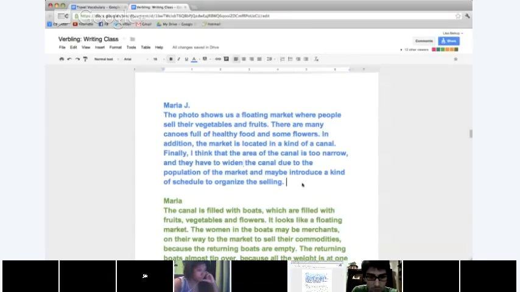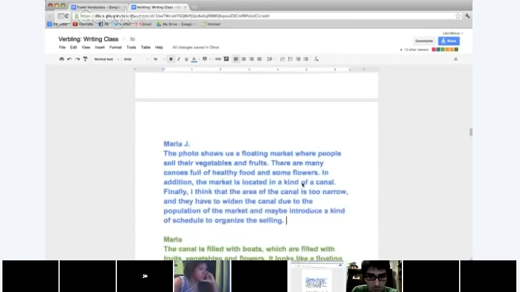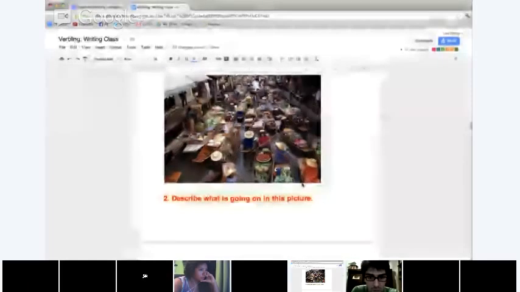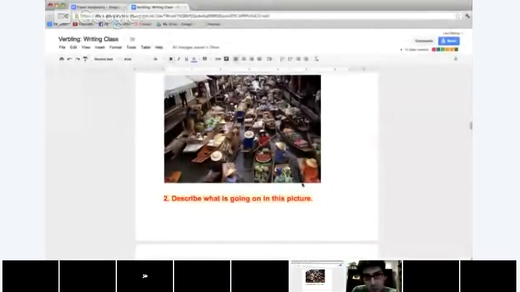selling. Okay. Yeah, because it's a mess. I think there are too many people here. But I wonder if on the side those are shops or what. I don't know how the people don't jump on the canal and pick up the fruits or something. Yeah. It looks like they're kind of watching them go by.